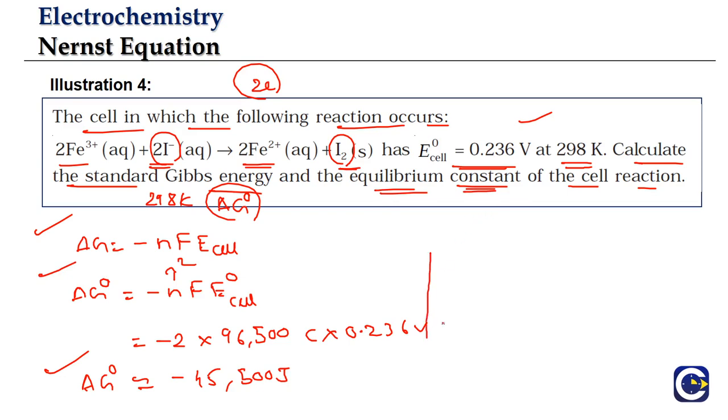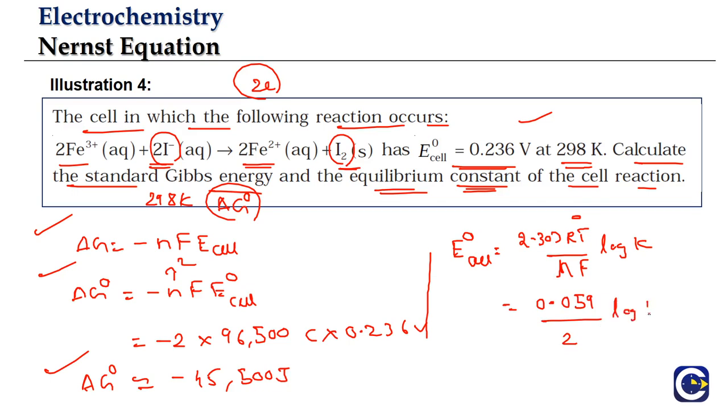So how do you find the equilibrium constant? Remember we talked about this relation: E0 for the cell will be equal to 2.303 RT by nF log K. Since the temperature is 298 Kelvin, we have 0.059 by n, where n is 2, log K, and the E0 value is 0.236.